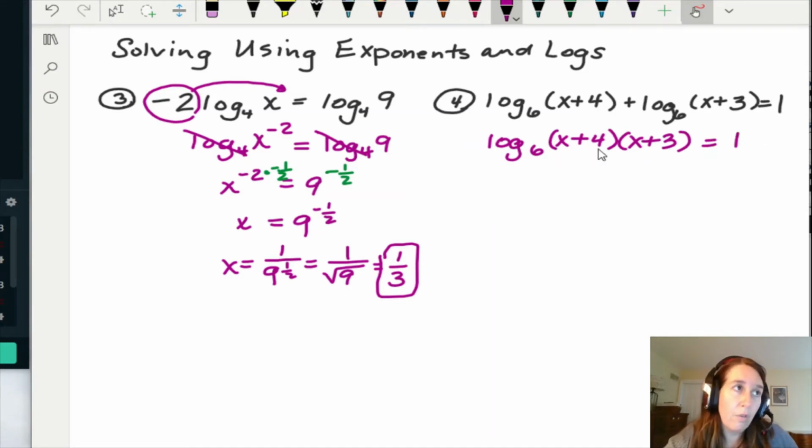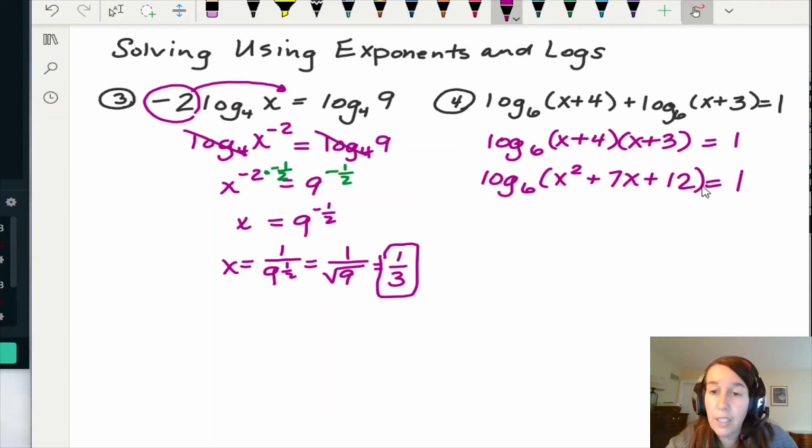So hopefully you see that product property being used. We had 2 logs. To combine it into one log, we would then multiply. This is the m times n property. So now we could multiply this out, right? So we're getting x squared. I'm just FOILing, right? The outer term is 3x, the inner term is 4x, so that's plus 7x. 4 times 3 is 12, and that's still equal to 1.